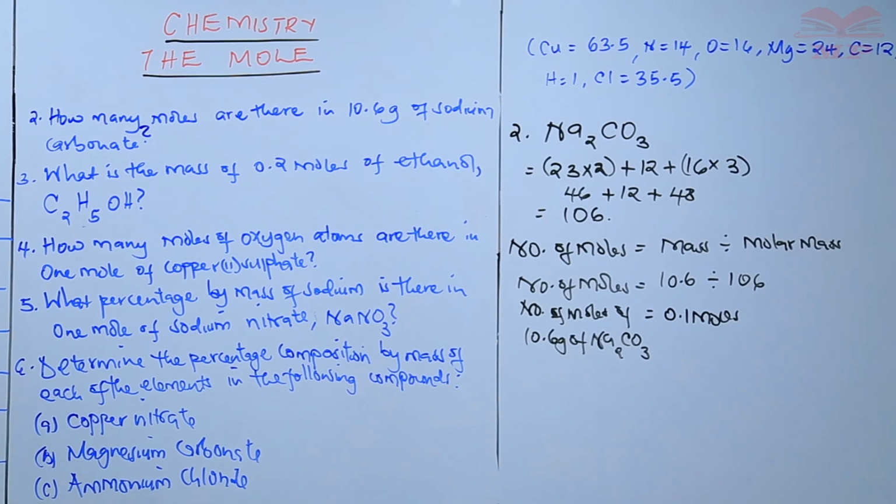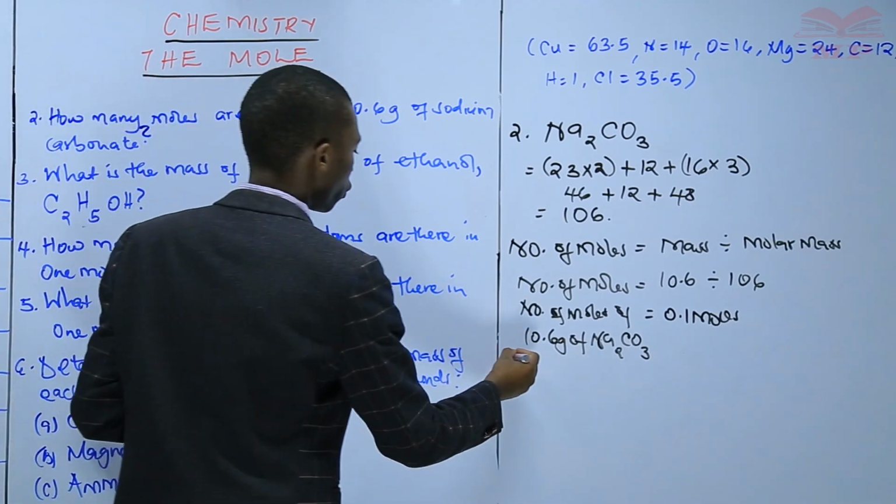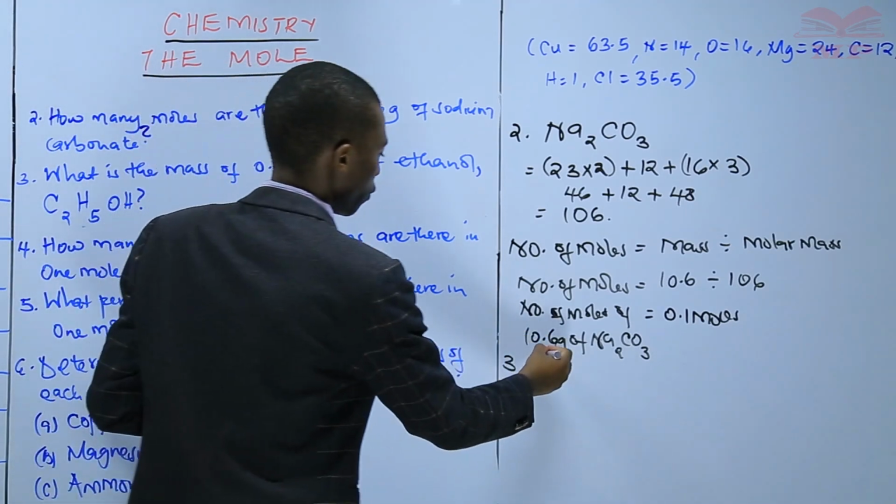Question number 4 and 5 will be the last ones. Question number 3 is: what is the mass of 0.2 moles of ethanol? What is the mass of 0.2 moles of ethanol? This is the formula of ethanol.